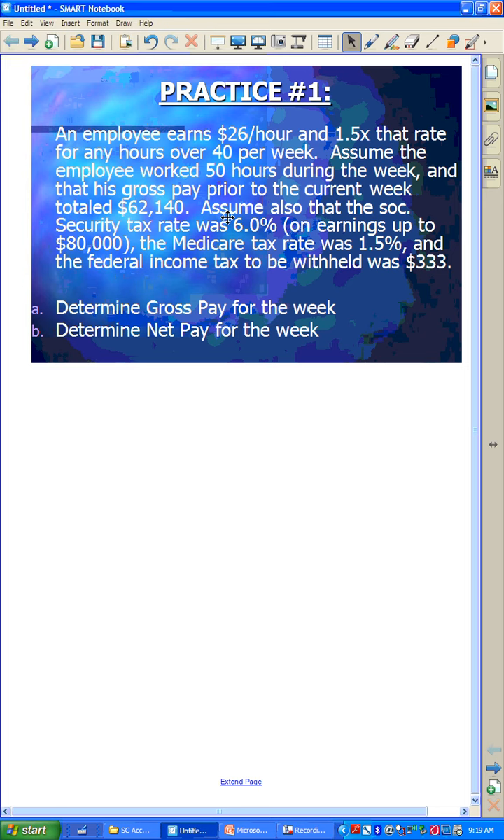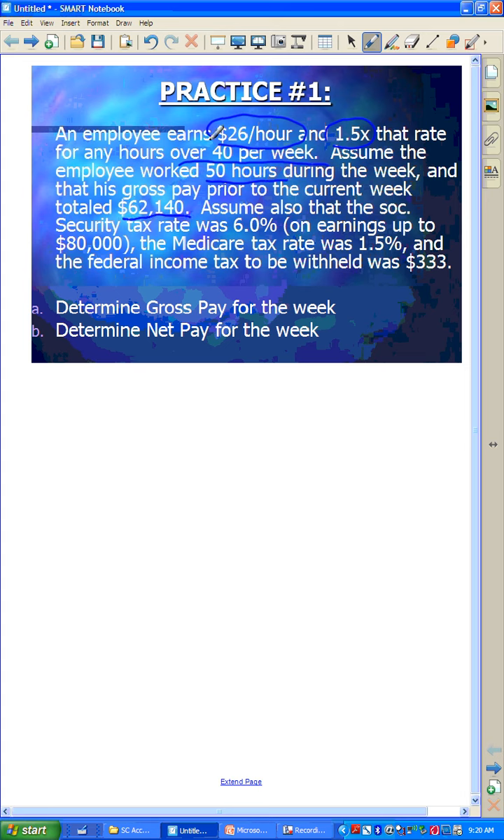Okay, let's take a look at practice problem number 1 from the Chapter 9 lecture here. What we first want to do is take a look at the facts in the problem. First of all, this employee earns $26 per hour. He makes time and a half for any hours over 40. He works 50 during the week, and his gross pay during the current week was this amount.